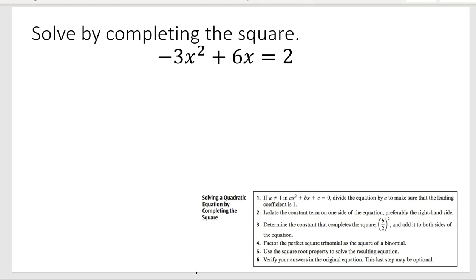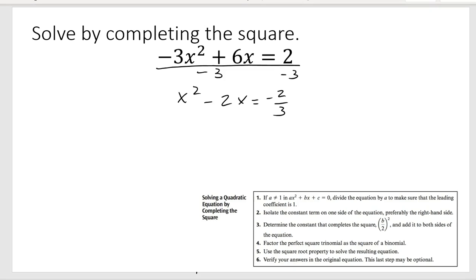So we have a -3. So I'm going to divide everything by -3 on both sides of my equation. And I'll end up with x squared minus 2x is equal to -2/3. My next step is to get the constant alone.